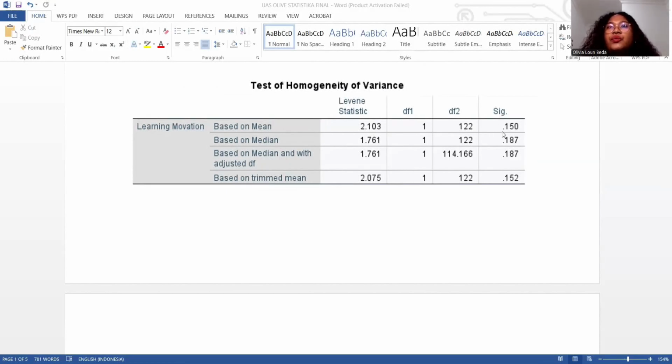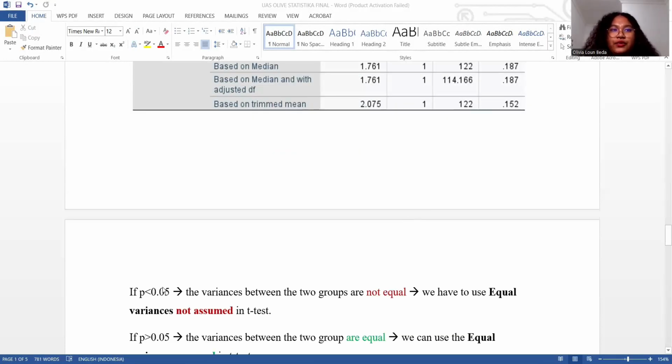The p-value is 0.150. Okay, let's see the rule for the homogeneity of variance. If the p is below 0.05, that means the variance between the two groups is not equal.